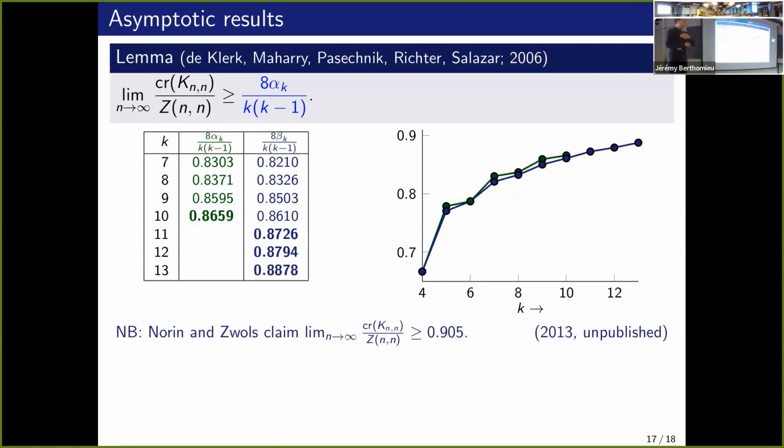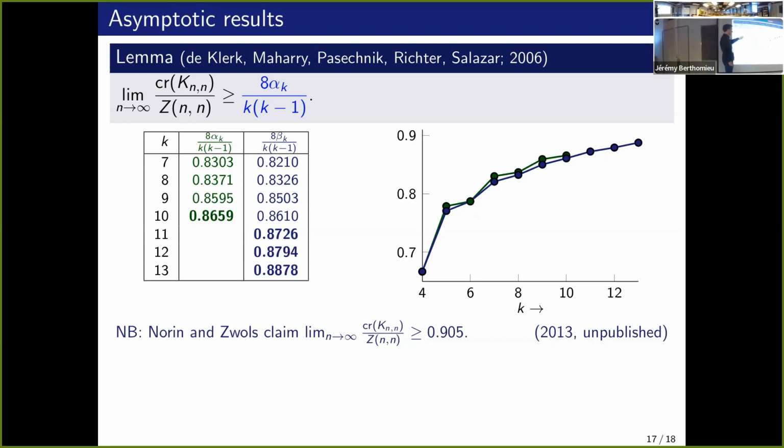Also can get asymptotic results out of it. So de Klerk et al. already proved this relation: Zn is the conjecture value, this is the crossing number, and the limit of n to infinity is at least this value here. We computed 8 alpha k divided by k minus 1 and get those values, and 8 beta k divided by k minus 1, we get those values. And the boldface values are the new values.